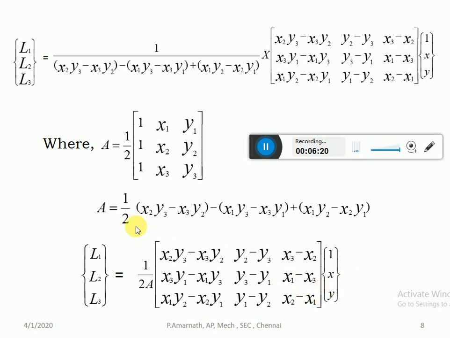Up to this we discussed the natural coordinate system for one dimension and two dimensions. In the next session we will discuss the shape functions for one dimension and two dimensions.